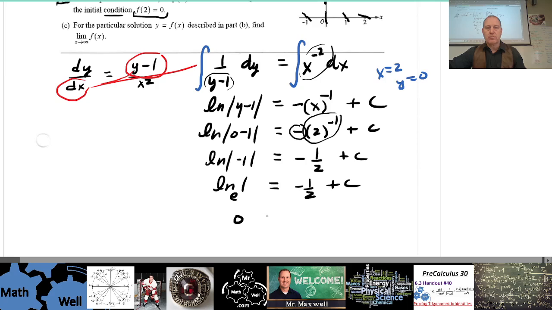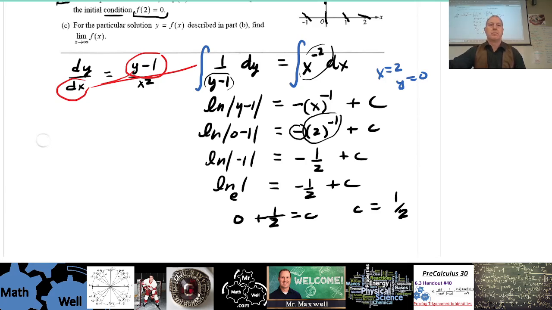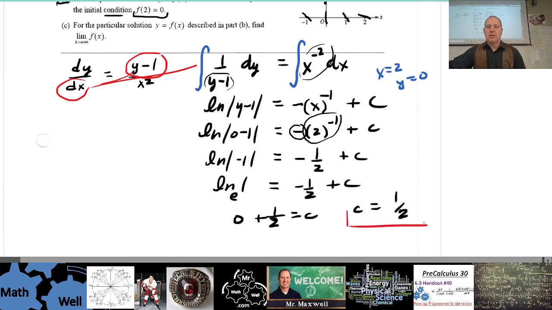So 0, and then plus 1/2 equals c. So c is 1/2. Good with that? So now that we've got our c value, that's awesome.